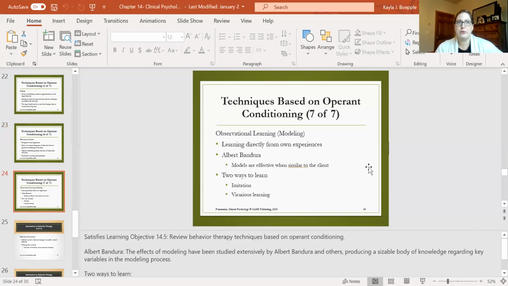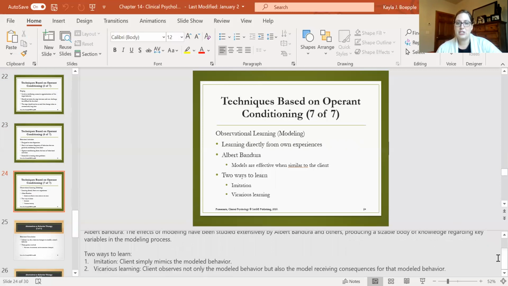Modeling is also very useful when we're talking about the clinical type of setting, especially if we're looking at something like social skills. Being able to model that for a person can be very important in the development of them being able to learn new social skills.